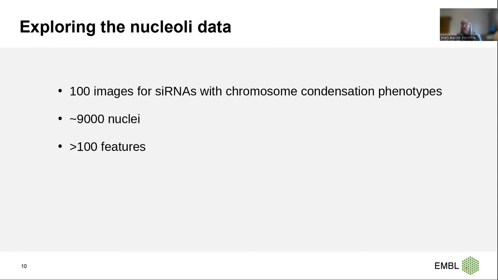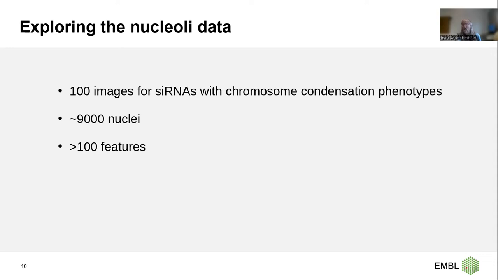As a pilot, we selected images from an siRNA screen for chromosome condensation phenotypes. The idea is that both chromosome condensation and nucleoli are thought to depend on phase separation mechanisms, and so might have some regulators in common. We started with 100 images for siRNAs with chromosome condensation phenotypes and their corresponding controls, and extracted about 100 features for some 9,000 nuclei.